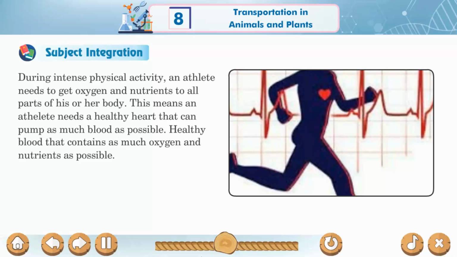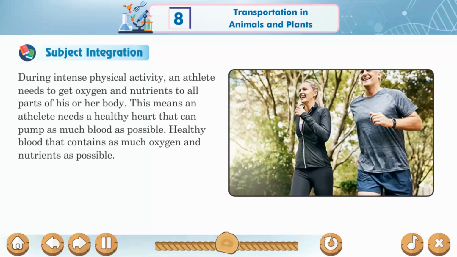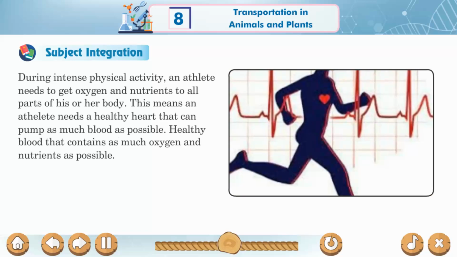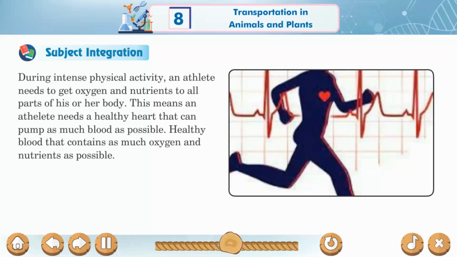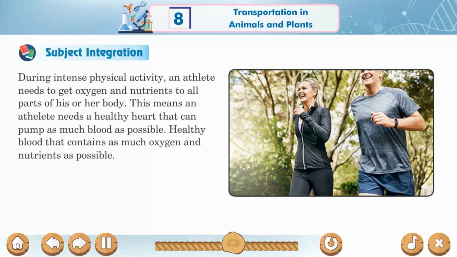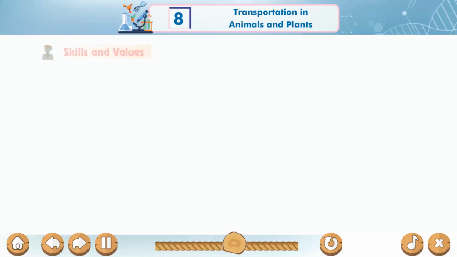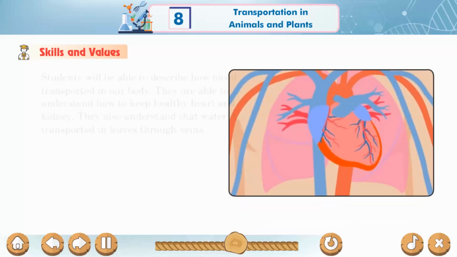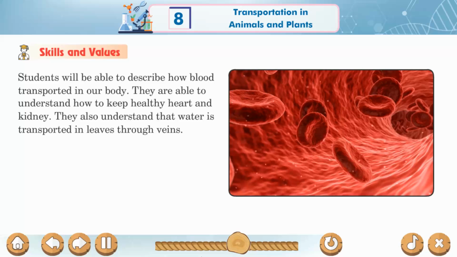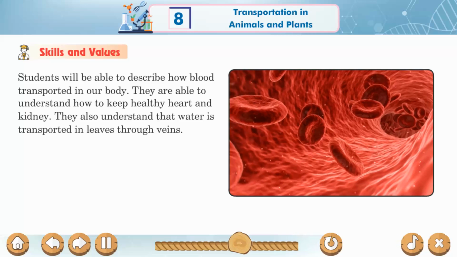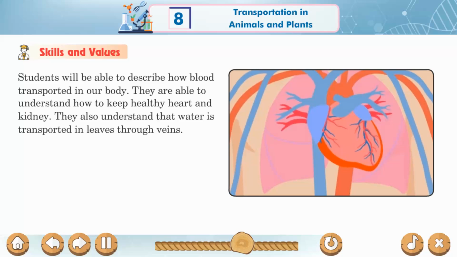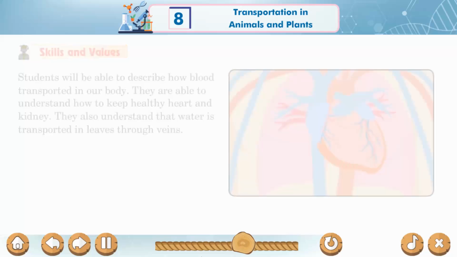Subject integration. During intense physical activity, an athlete needs to get oxygen and nutrients to all parts of his or her body. This means an athlete needs a healthy heart that can pump as much blood as possible, healthy blood that contains as much oxygen and nutrients as possible. Skills and values. Students will be able to describe how blood is transported in our body. They are able to understand how to keep healthy heart and kidney. They also understand that water is transported in leaves through veins.